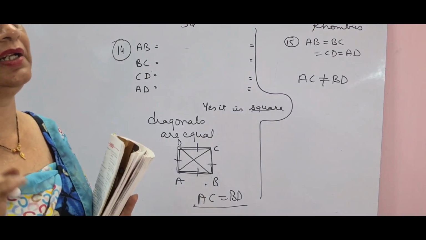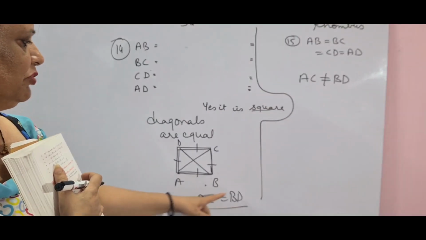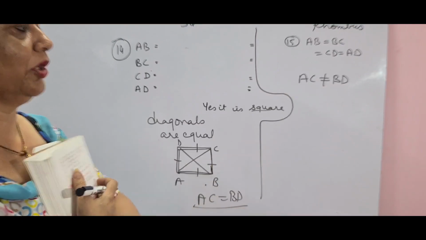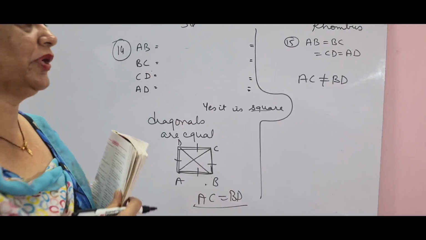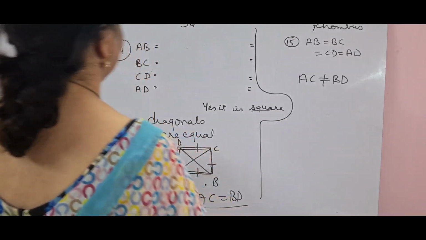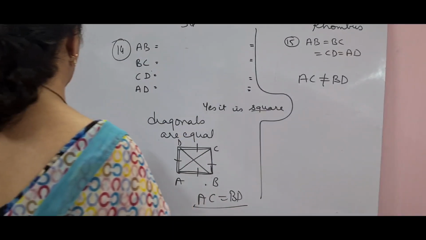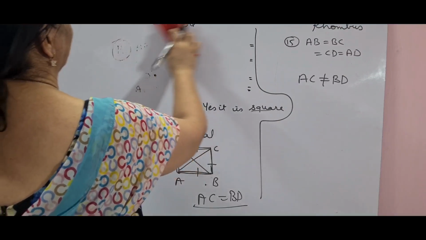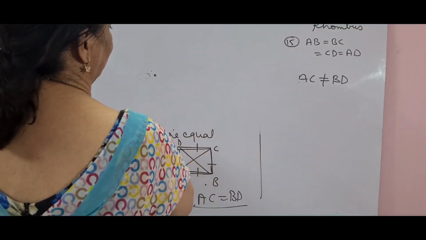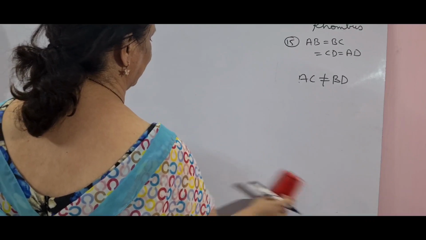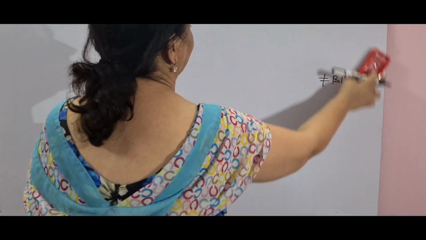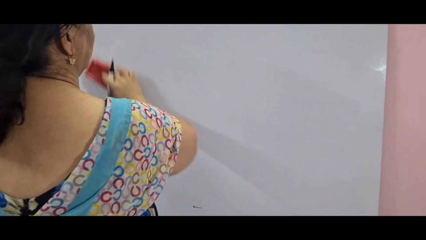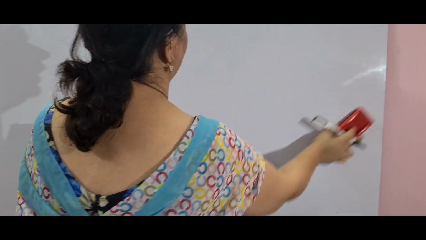In a square, the diagonals will be equal. Again, distance formula, diagonals will be equal. But in a rhombus, the diagonals will not be equal. Putting the distance formula, you will get these answers. So this is the difference between square and rhombus. And same is the difference between rectangle and parallelogram. In a rectangle the diagonals will be equal, but in a parallelogram the diagonals will not be equal.